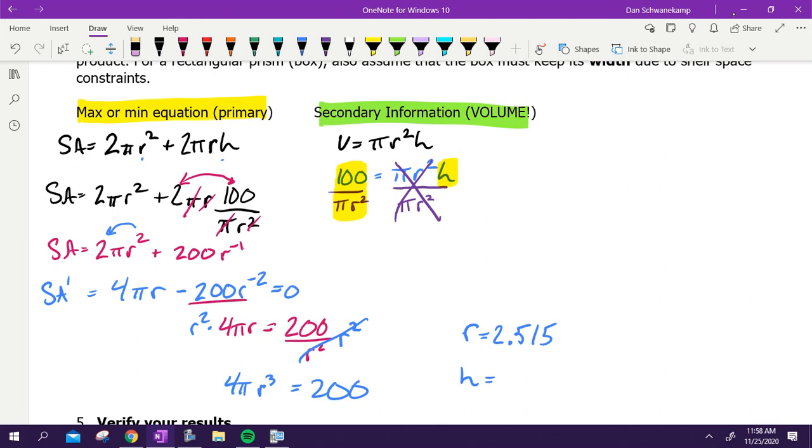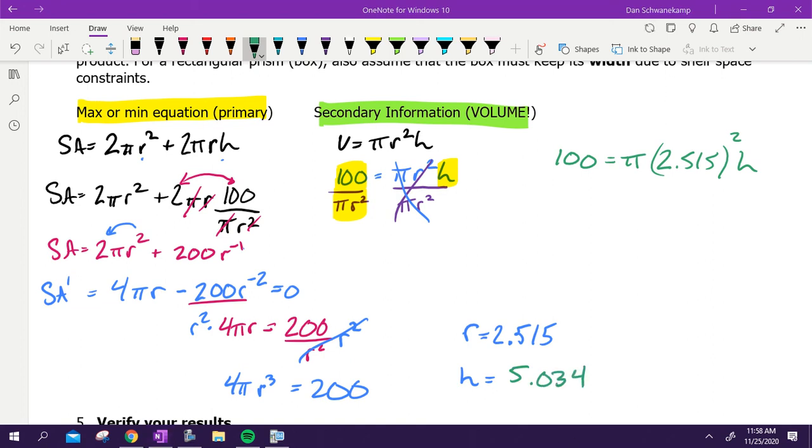To find my height, I now plug it back in. So remember, I had this equation right here at the start. My equation for volume was this. I know what my R is now. It's 2.515. We're going to square that times H. I'm going to then solve for my new height. So when you solve that thing, again, I'm taking 100. I'm dividing it by pi in my calculator. I'm dividing by 2.515 squared. And I get H is 5.034.